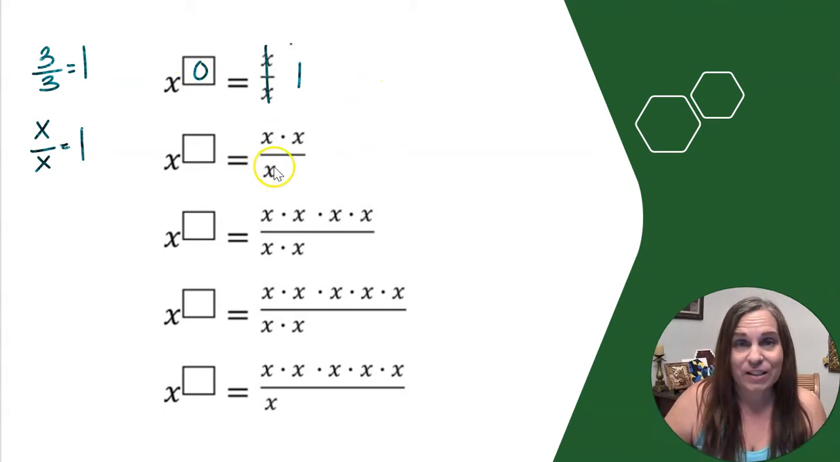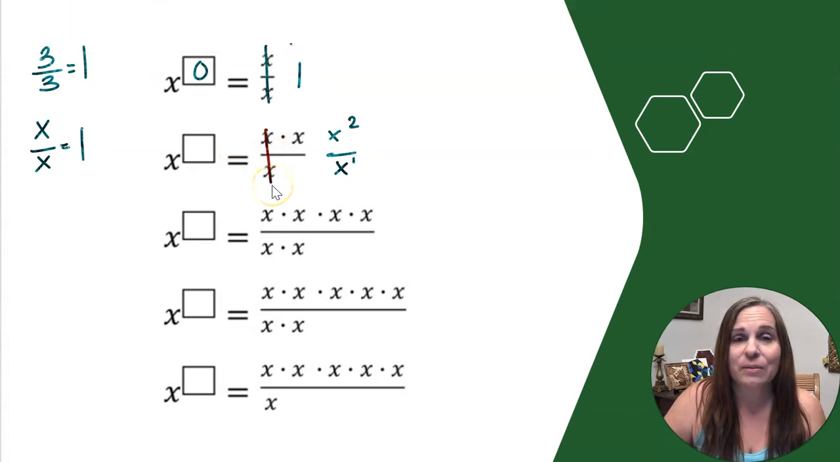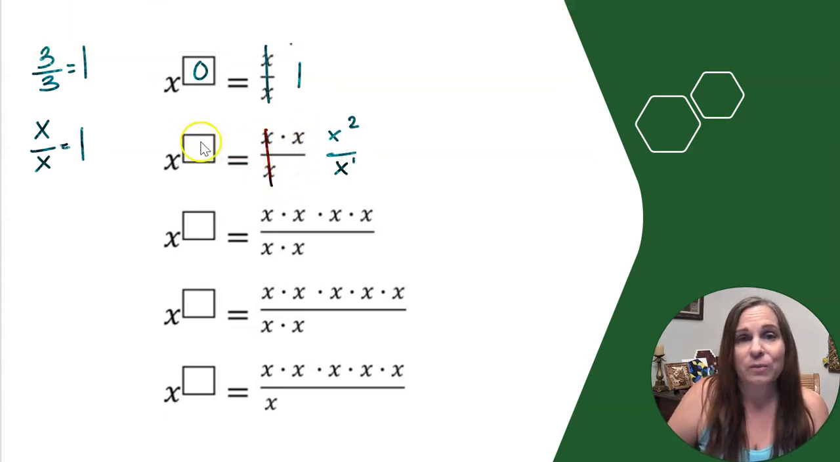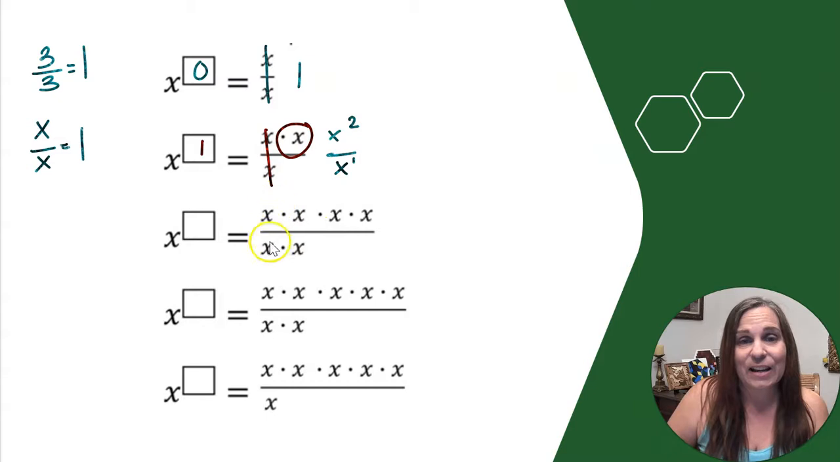All right, let's look at this next one. Here, I've got x to the second on top, and I've got x to the first on the bottom. But remember, anytime I have an x over an x, that's equal to 1, right? So these cancel out, and then I'm just left with x to the first, because I've just got this lonely little guy up here.